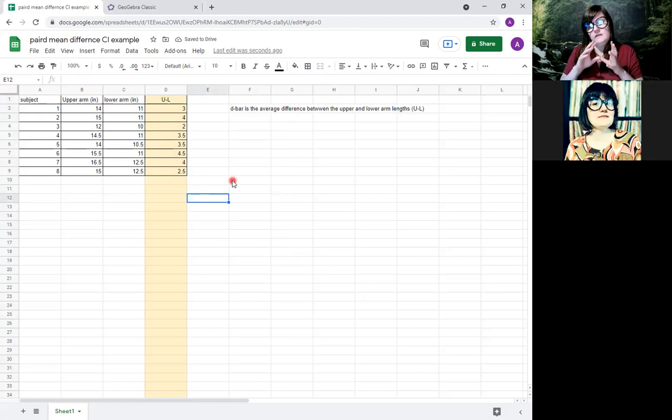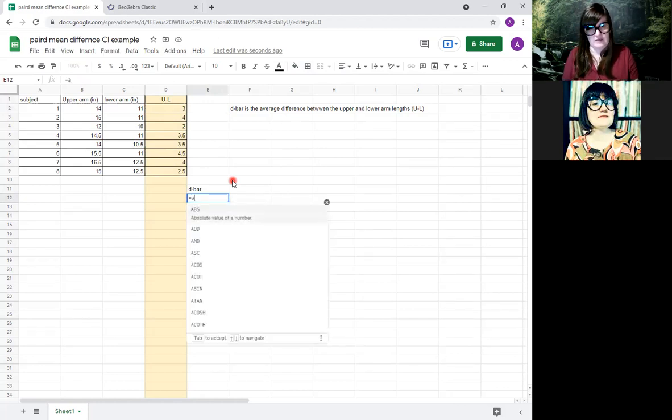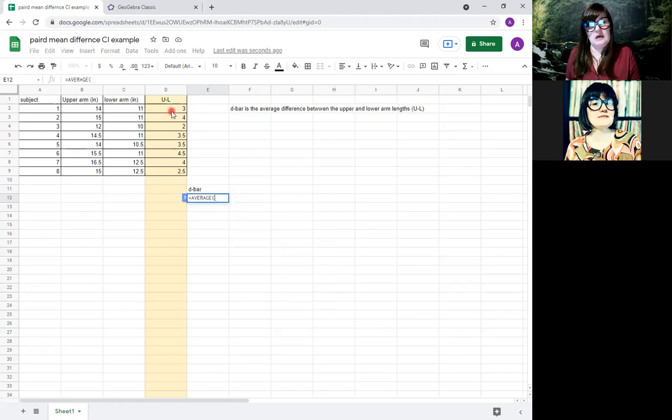So it's this new differences column. This is where I'm going to find the things that I'm looking for. So I need to find D bar. I need to find the mean of that particular set of data. So I'm going to hit equals average. And now I'm going to highlight the data I want the average of. And so the average difference is 3.375.